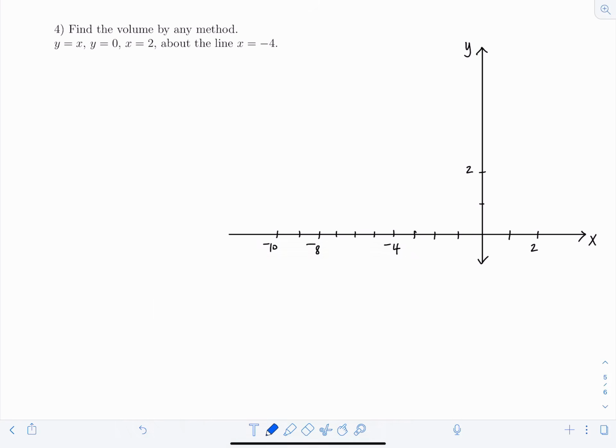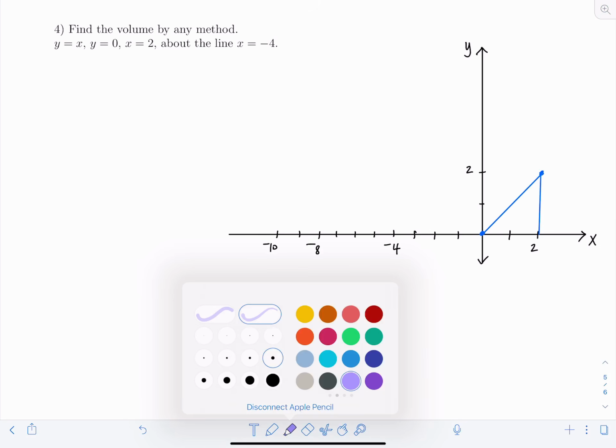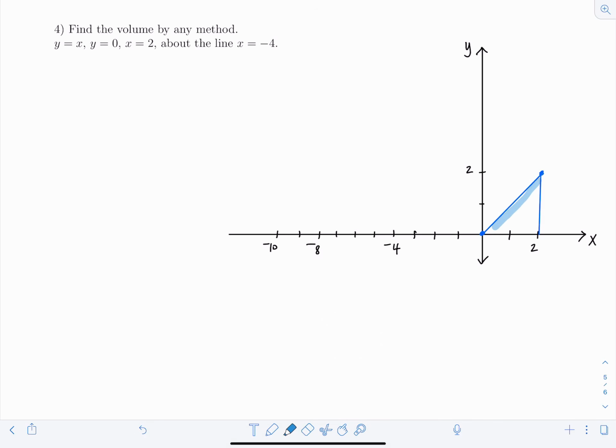So y equals x, that's going to go through (0, 0) and (2, 2). And then I'm bounding it with x equals 2 and the x-axis, y equals 0. So I'm taking this little sweet triangle and we're going to spin it around x equals negative 4. Spinning it around here.